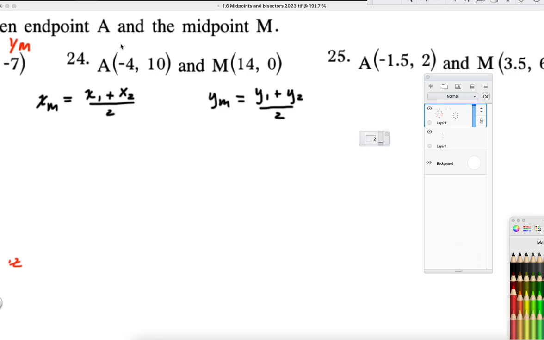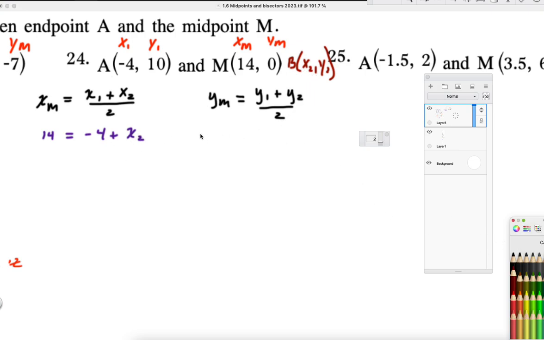Let's label my points here. That's my x sub 1 point. This is my y sub 1 point. This is the x coordinate of my midpoint. This is the y coordinate of my midpoint. Now let's substitute it in. X sub m is 14 equals negative 4 plus, I don't know my x sub 2. If I wanted to write it over here, I could say B is x2, y2, right? I don't know what that is. There it is right there.